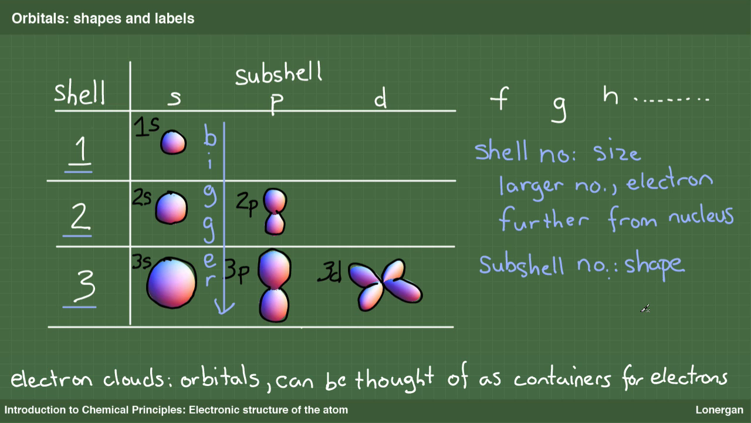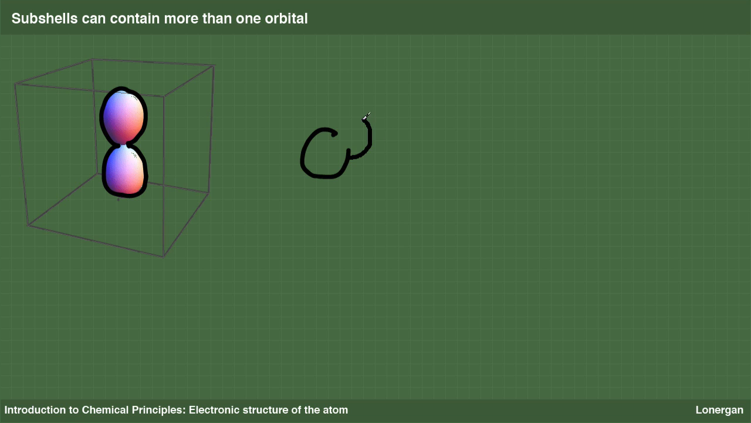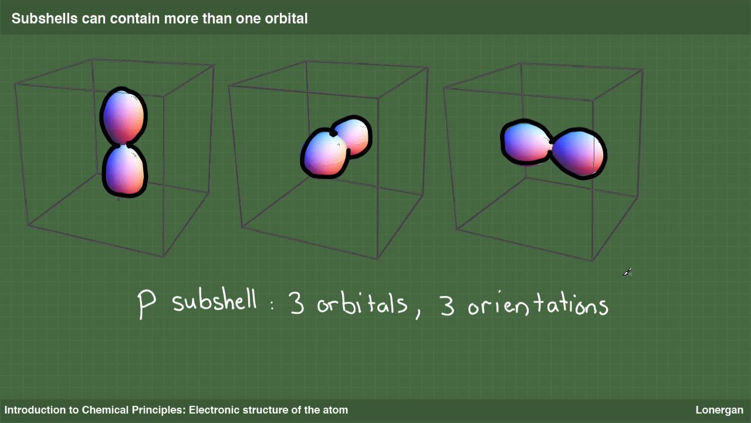Analogous to the fact that there can be more than one seat in a row of a large stadium, each subshell can also have more than one orbital. For instance, the p subshell has three different p orbitals, each pointing in a different direction. In other words, each with a different orientation.